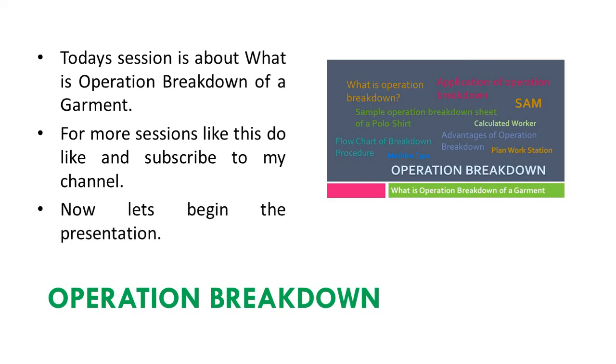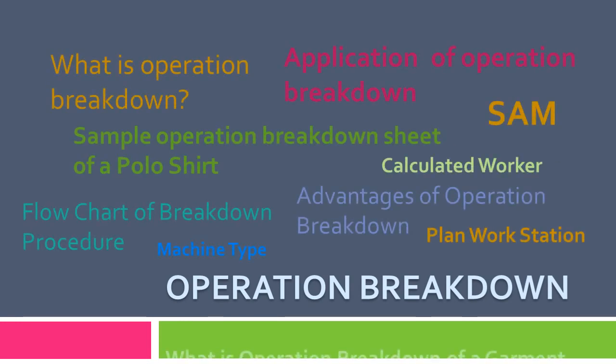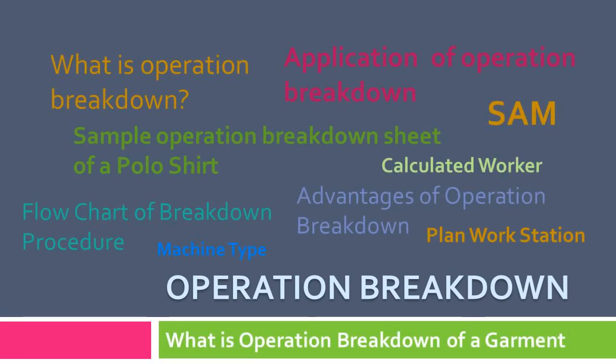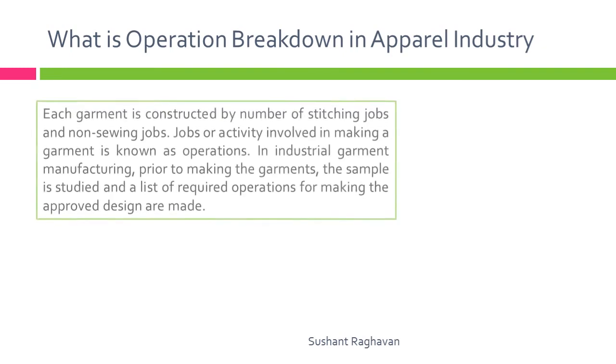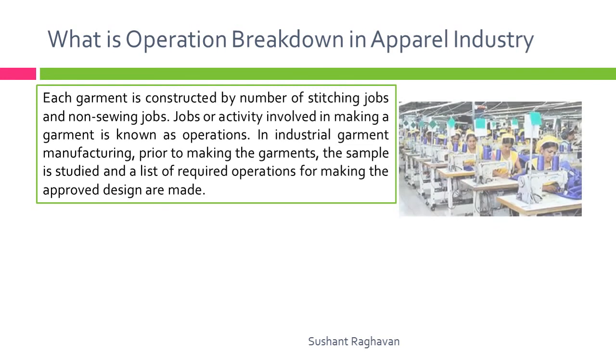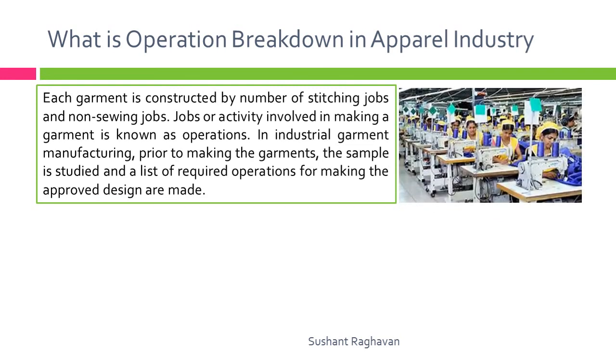Now let's begin the presentation. Operation breakdown. What is operation breakdown of a garment? What is operation breakdown in the apparel industry? Each garment is constructed by a number of stitching jobs and non-sewing jobs. Jobs or activities involved in making a garment are known as operations.